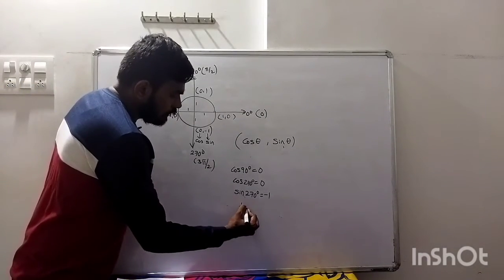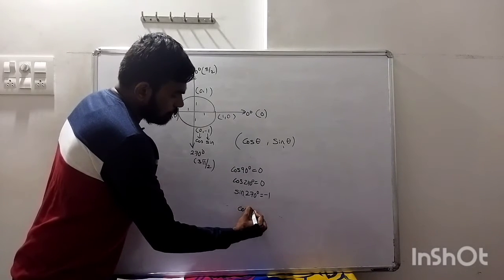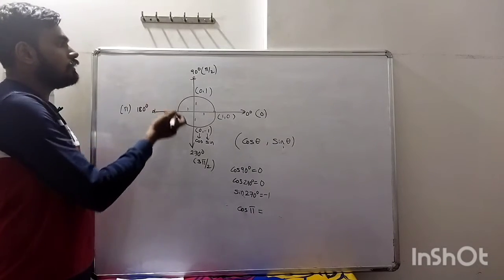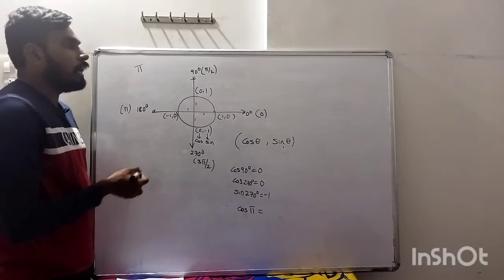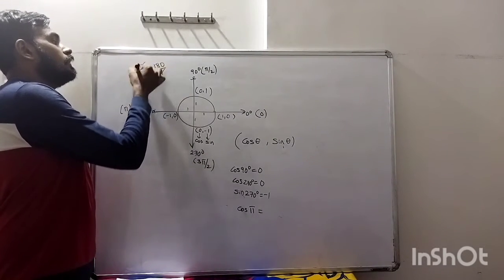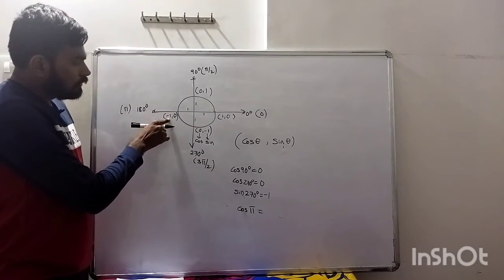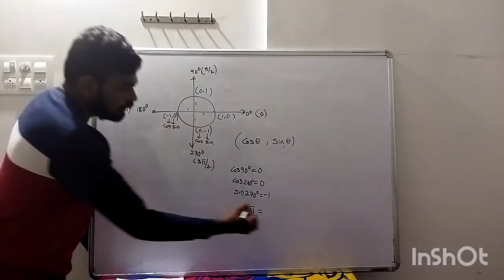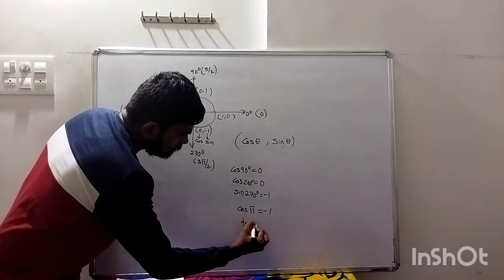For example, cos of pi. Now, what is pi? Here it is 180 degrees, or else you can use that method and find pi into 180 upon pi. So cut, you get 180 degrees. Cos of 180 degrees, and what is cos of 180 degrees? See here, this is cos, this is sin. Okay, cos of 180 degrees is minus 1, correct? If you are asked to find tan, what to do?